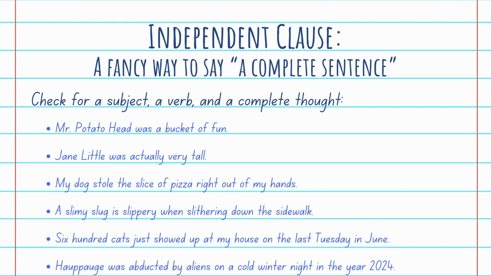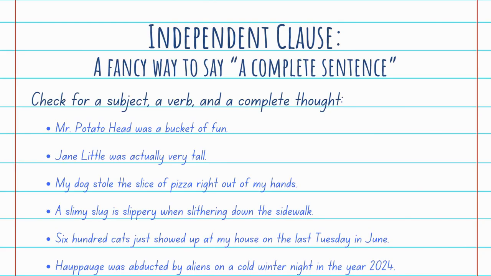My dog stole the slice of pizza right out of my hands. Subject, my dog. Verb, stole. Object, the slice of pizza. Complete thought, my dog stole the slice of pizza right out of my hands. A slimy slug is slippery when slithering down the sidewalk. Subject, slimy slug. Verb, is.